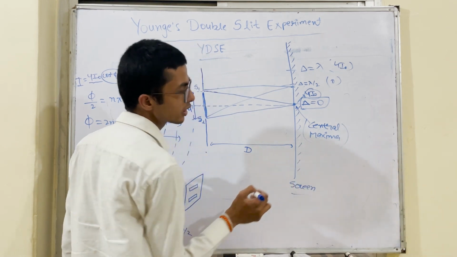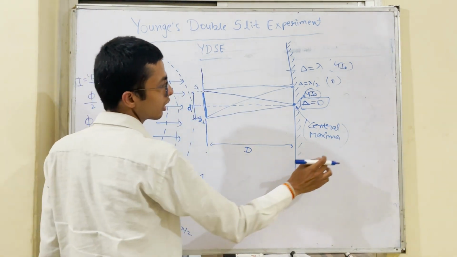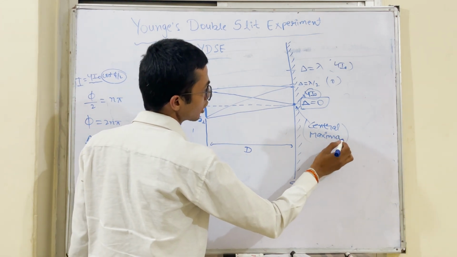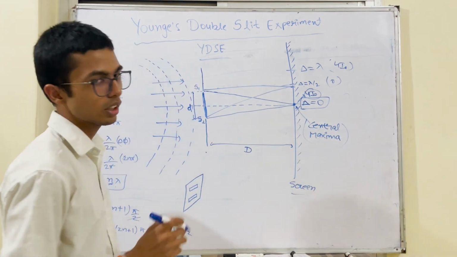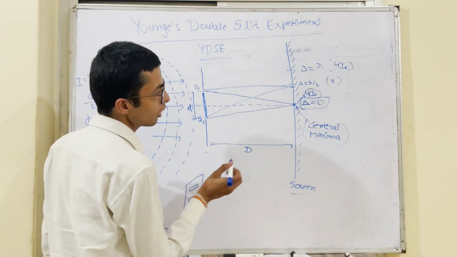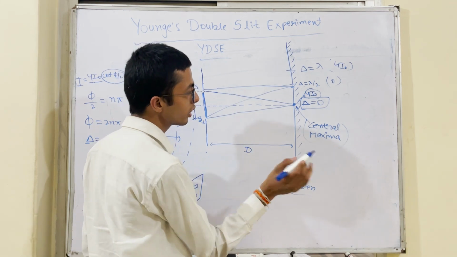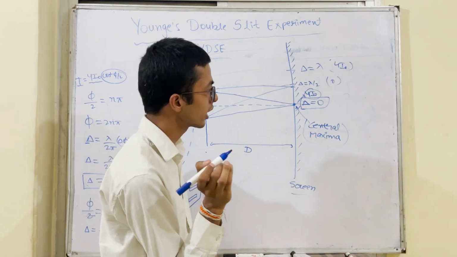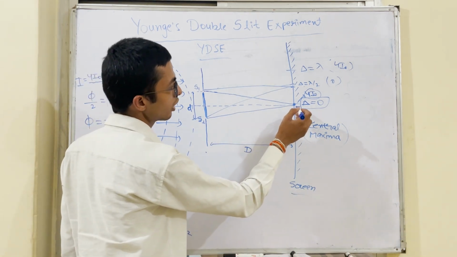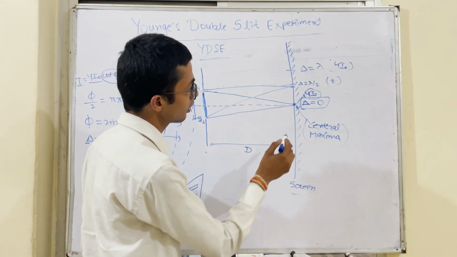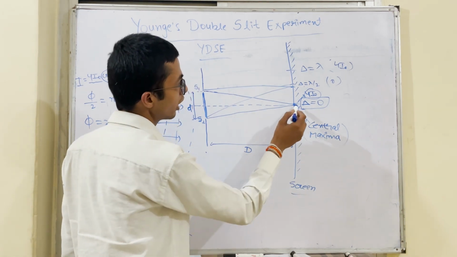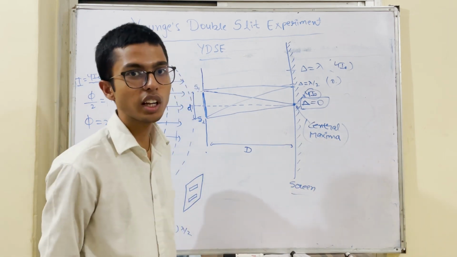This point we call the central maximum, correct? It is not necessary that the central maximum should be at the center of this only. We will see further how it will go up and down. But where delta is 0, that point is called the central maximum, and here the intensity will be 4I naught. So this will be the very bright region, correct? And where the intensity is 0, this will be a dark region.